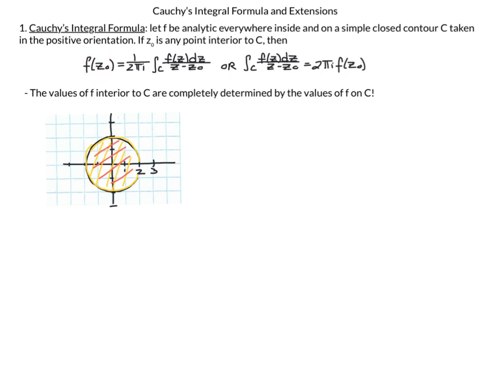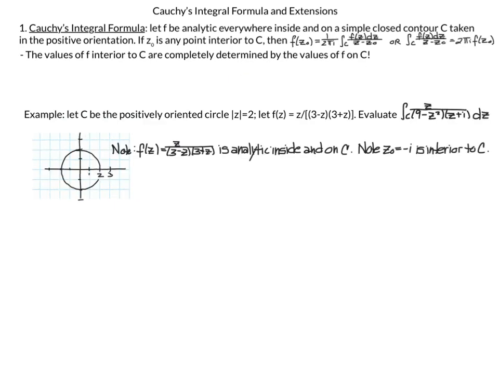So the value of f at any point in here is determined by this integral: 1 over 2 pi i, integral on the closed contour C, of f of z over z minus z naught. What that implies is that the values of f interior to C are completely determined by the values of f on C. It's the idea that what happens in the interior of the circle is completely determined by the boundary of the circle. So let's try an example.